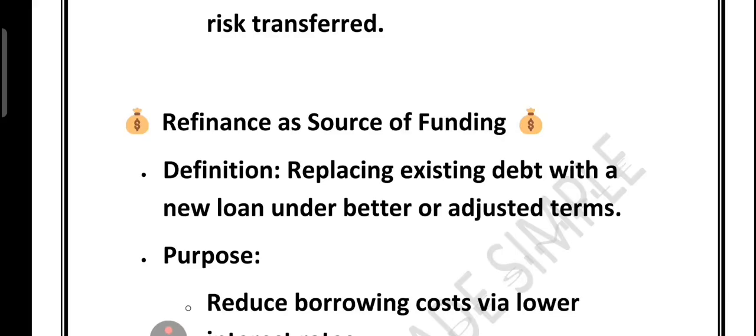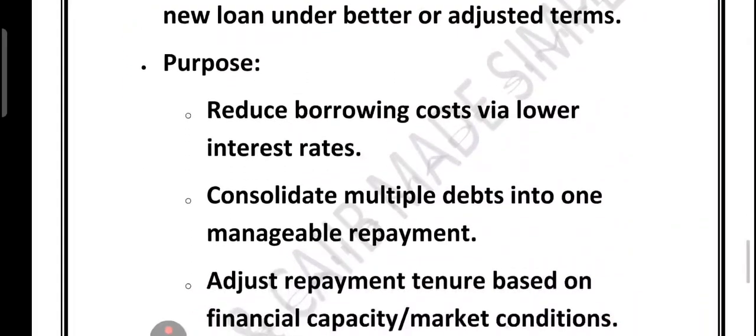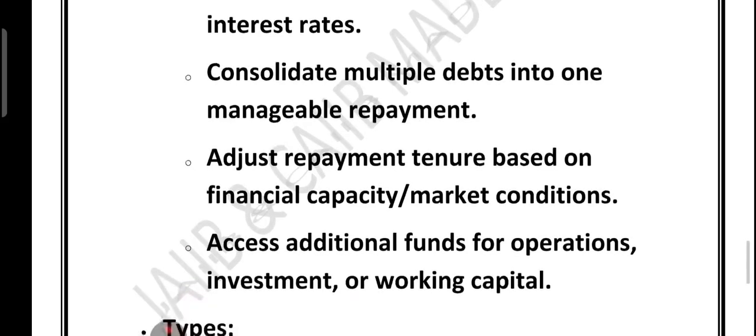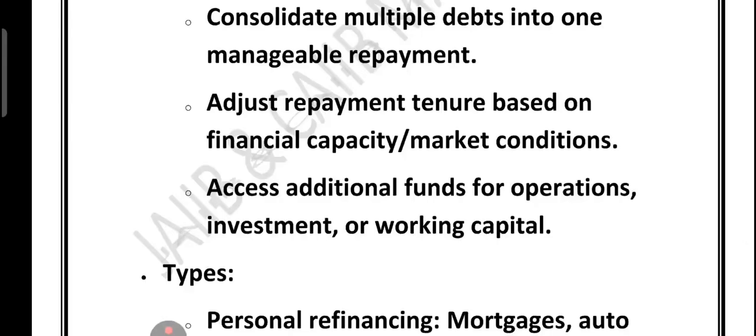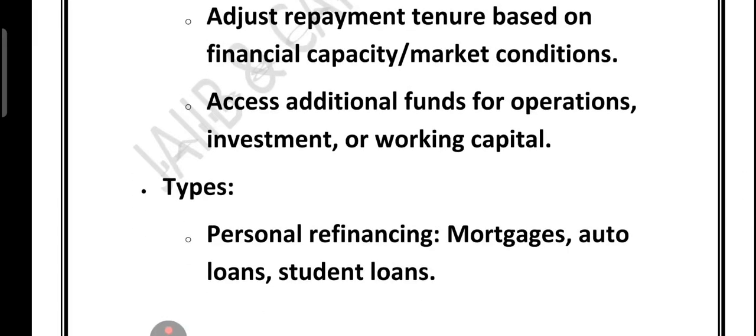Now let's talk about refinancing as a source of funding. What is the meaning of refinancing? Refinancing means you are replacing an existing loan with a new one under better or adjusted terms. Right, so the key point is refinancing means you are swapping old debt for a new one with improved terms. If you look at the purpose of refinancing, it reduces our borrowing cost with lower interest rate. It consolidates multiple loans into a single manageable repayment. It adjusts repayment tenor to match financial capacity or market condition. You can access additional funds for operation, investment or working capital. So remember the key point that refinancing improves cost efficiency, repayment convenience and liquidity.